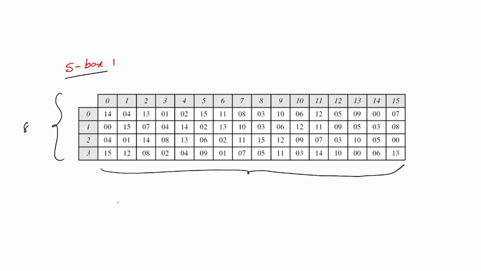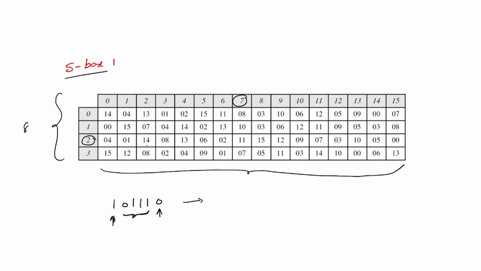Let us see a simple example. For example, the input to S box 1 is 1, 0, 1, 1, 1, 0. What is the output of S box 1? You need to follow this table. The first bit and the last bit we take as the row number: 1, 0 means 2. The second, third, fourth, and fifth bits, 0, 1, 1, 1, represent the column number. 0, 1, 1, 1 means 7.